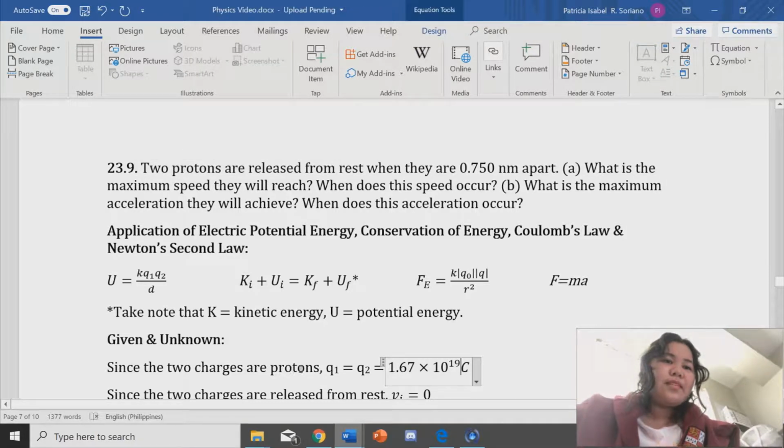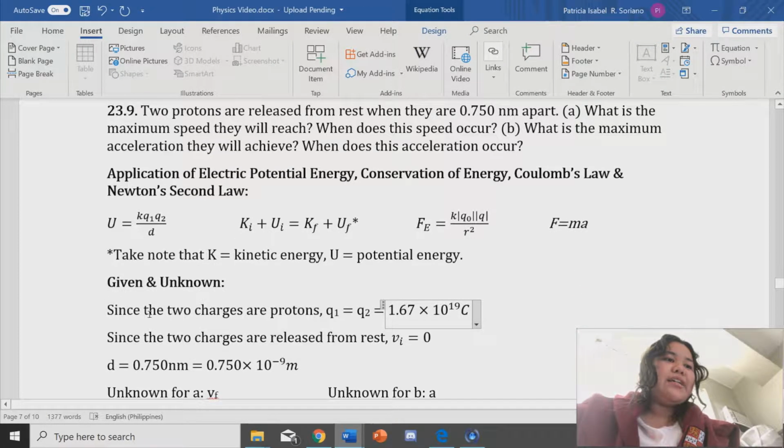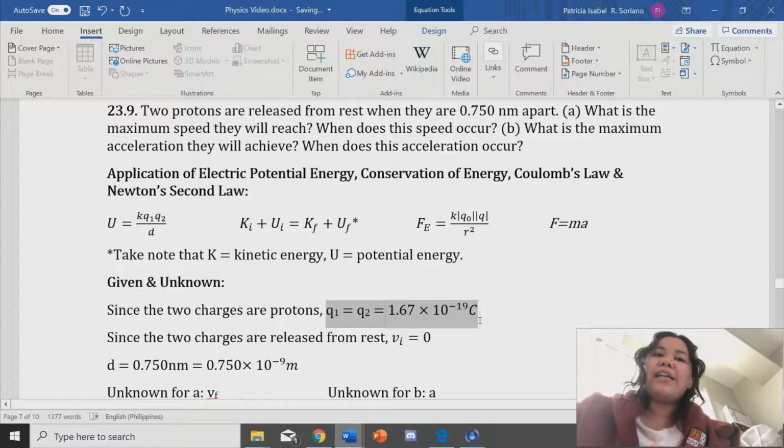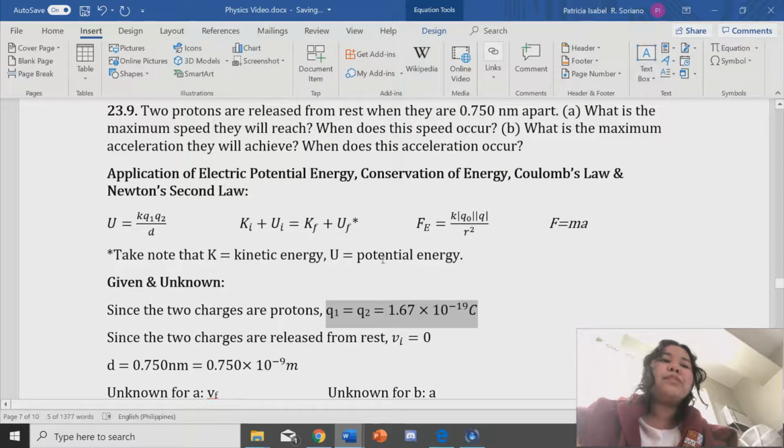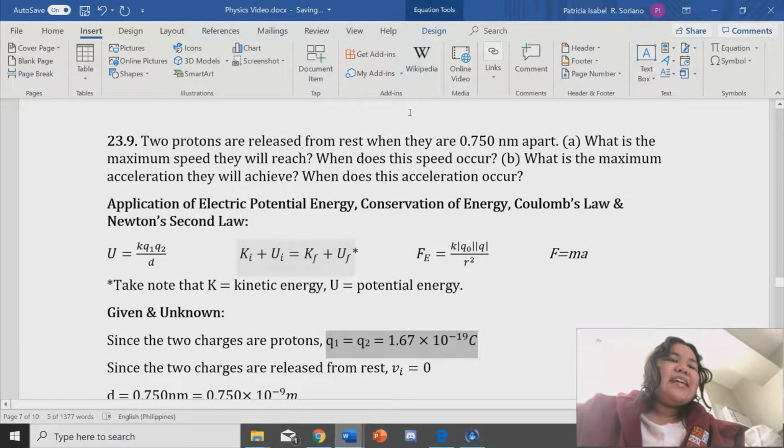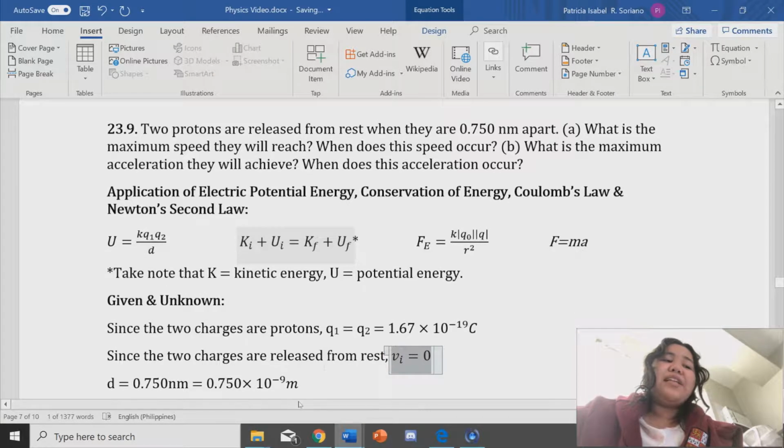As you can see over here, this is our Q1, Q2. There's a bit of an error over here; it should be negative 19 coulombs. So this is the charge of a proton, positive 1.67 times 10 raised to negative 19 coulombs. And as stated in our problem, it's released from rest, so that would mean our initial velocity is 0. Then again, our 0.750 nanometers.